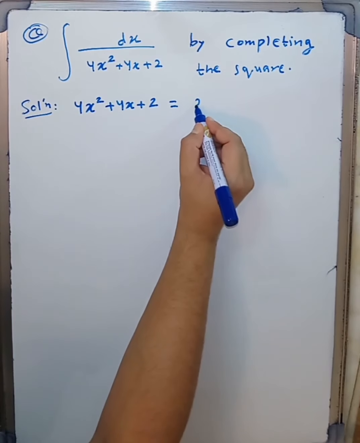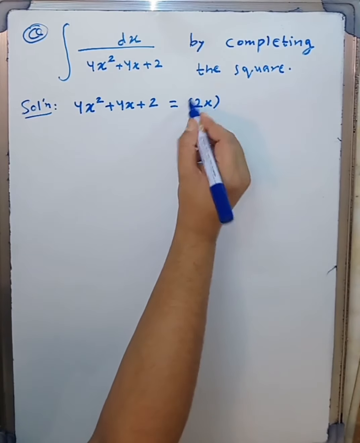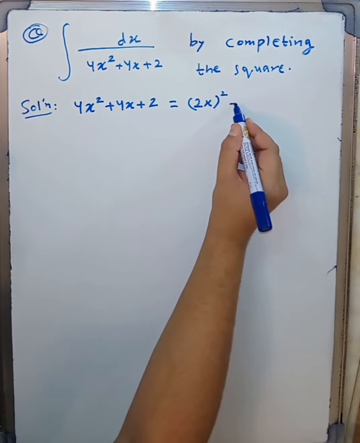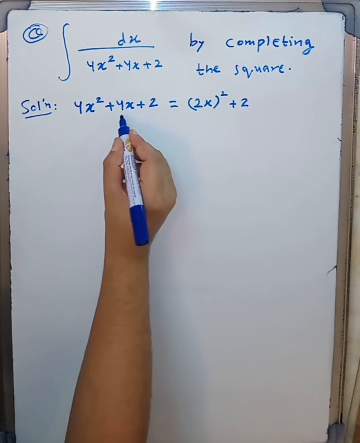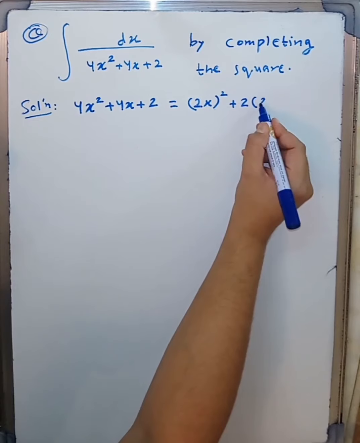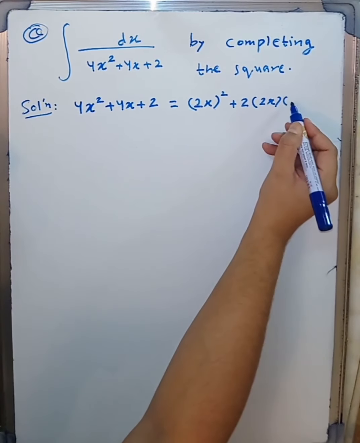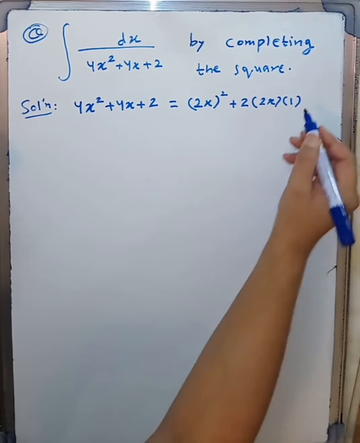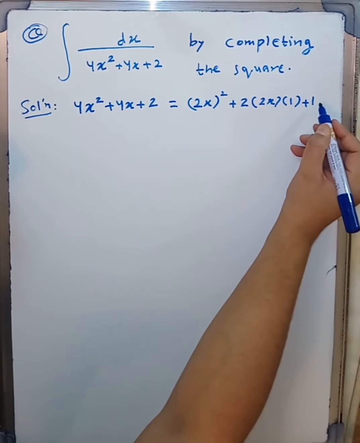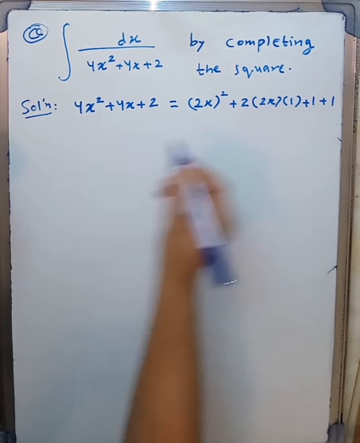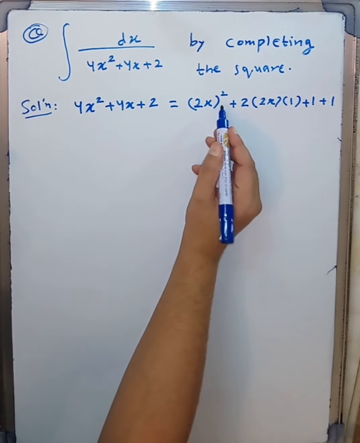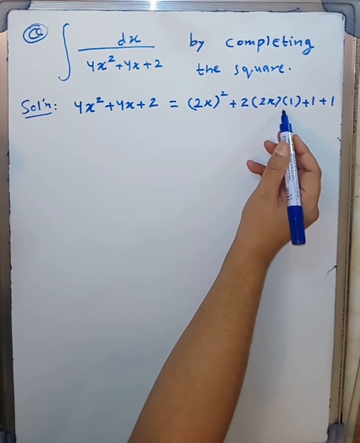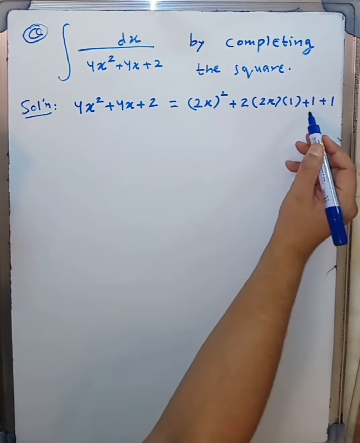This we can write as 2x whole square plus 2 multiplied by 2x multiplied by 1 plus 1 plus 1. So 4x square we have written as 2x whole square. 4x we have written as 2 multiplied by 2x multiplied by 1. And 2 we have written as 1 plus 1.